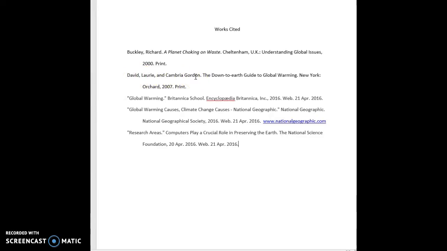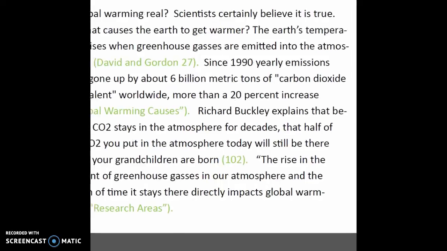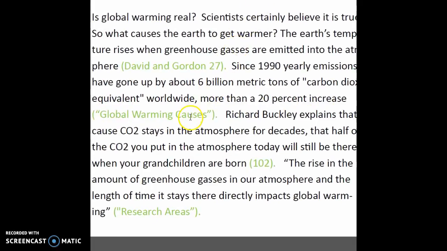So that first in-text citation came from this book on page 27. And if I turn to page 27 of that David and Gordon book, I would find that sentence paraphrased or summarized. Since 1990, yearly emissions have gone up by 6 billion metric tons of carbon dioxide equivalent worldwide, more than a 20% increase. Here's my second parenthetical citation.